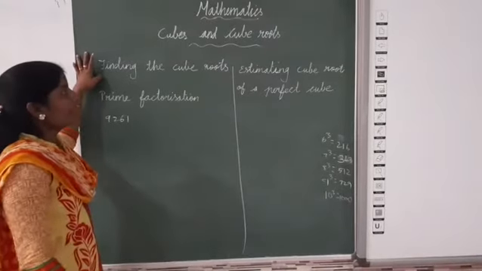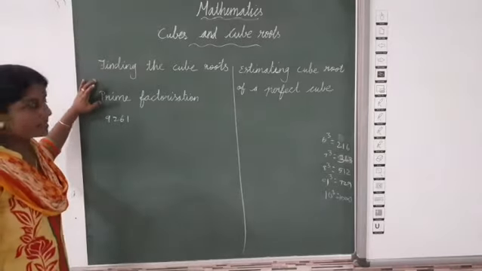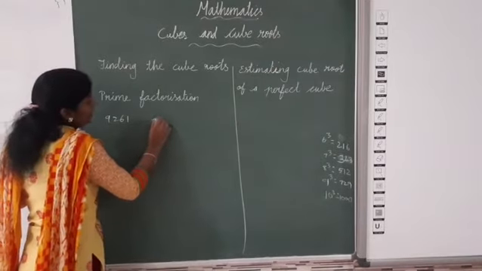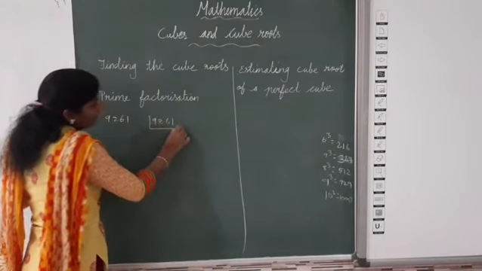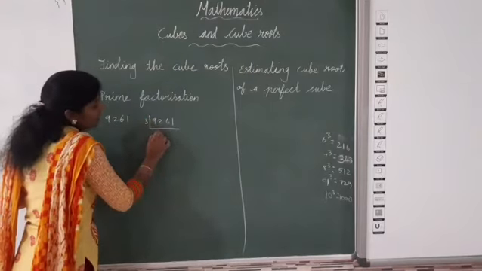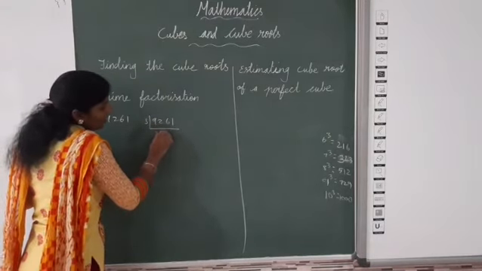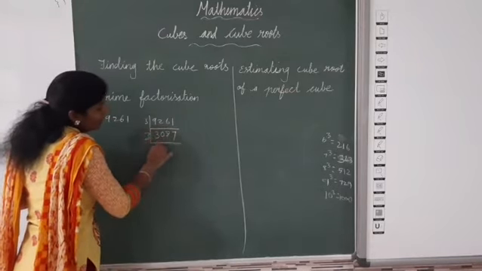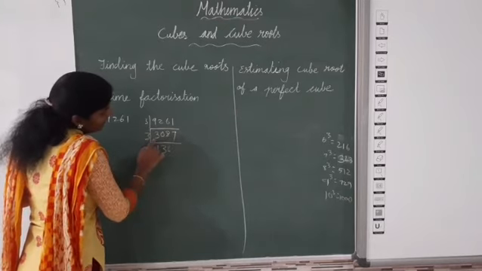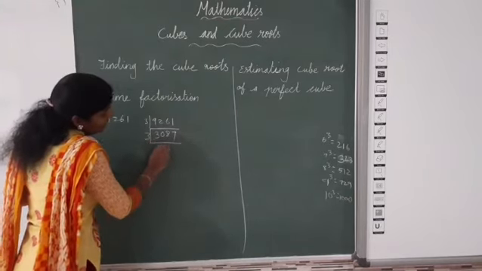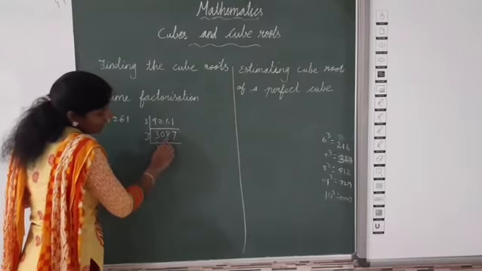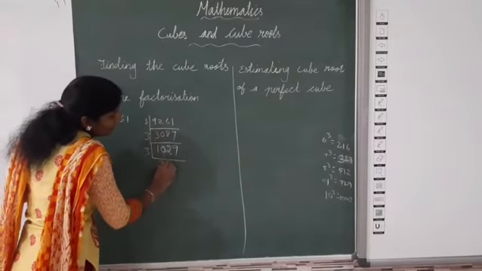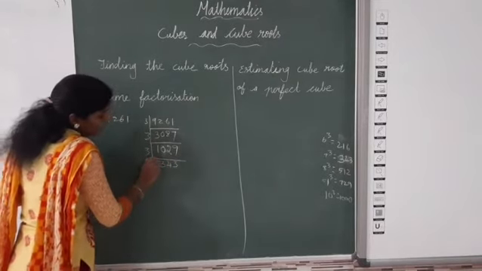Okay, now finding the cube roots using the prime factorization method. 9261. Now we can use the 3 table. 3 3's are 9, 0. 8 3's are 24, 2 balance. 7 3's are 21. Again, 3 table: 1 3 is 3, 3 3's are 9. Then 0, 2 3's are 6, 2 balance, 9 3's are 27. Again, 3 table: 3 3's are 9, 4 3's are 12, 3 3's are 9.